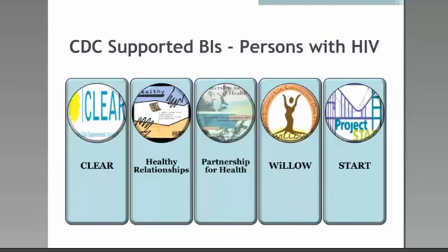CDC's supported behavioral interventions for persons with HIV include CLEAR, which is an individual level intervention for persons older than 16 who are either HIV positive or HIV negative. Okay, so in this case, this intervention you will actually see on several different slides and can be implemented successfully in different populations. Healthy Relationships is a group-level intervention specific for persons living with HIV. Partnership for Health is a clinic-based intervention. WILLOW is a group-level intervention for adult women living with HIV. And Project START. Now, Project START was not initially studied among persons living with HIV. It is intended for use with people who are being released from a correctional facility and returning to the community. However, its use with persons living with HIV is now approved.